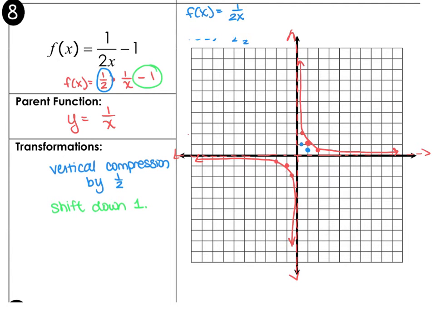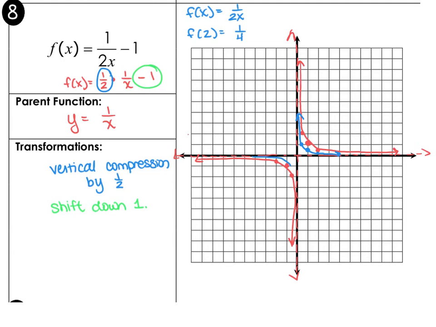If I were to do an f of 2, that's 1 over 2 times 2, or 4. So you can see that this is getting smaller and smaller. It's not growing as quickly. It makes sense. That's our vertical compression, that this is going to be closer to the asymptotes for longer.